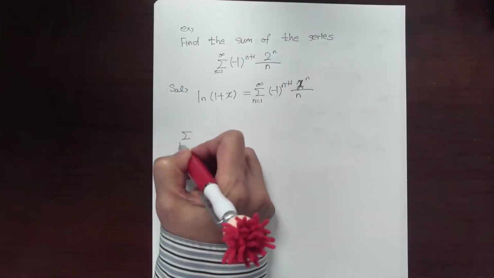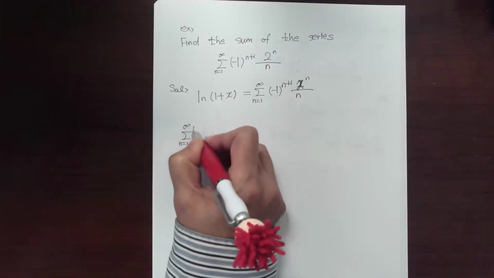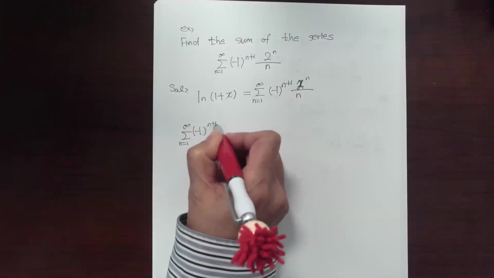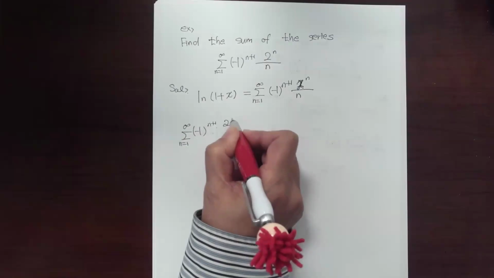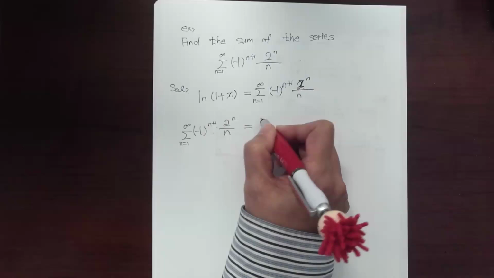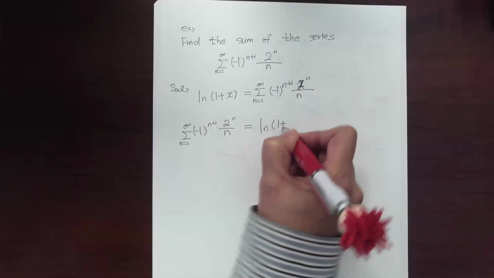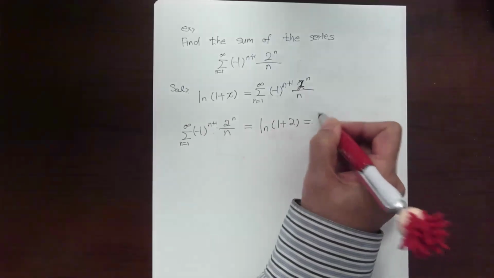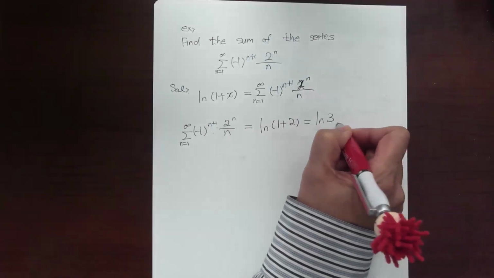So summation n equals 1 to infinity -1 to the n plus 1 times 2 to the n power over n is natural log of 1 plus 2. That means natural log of 3.